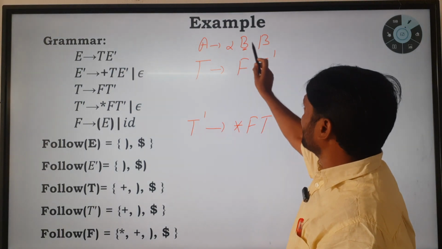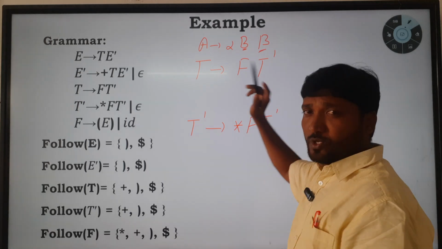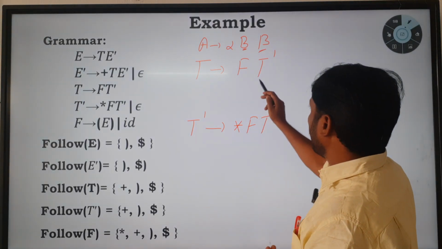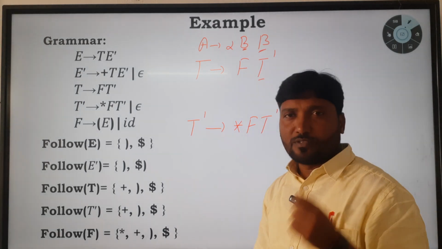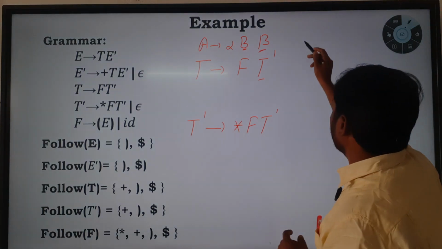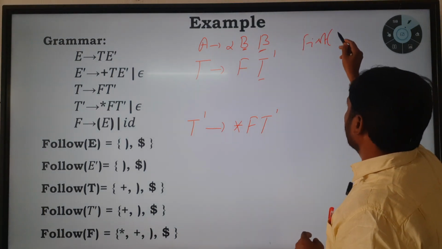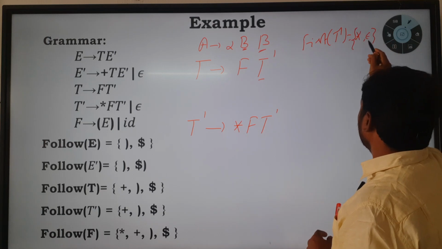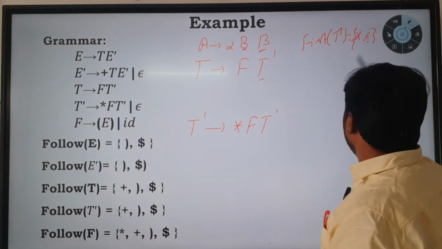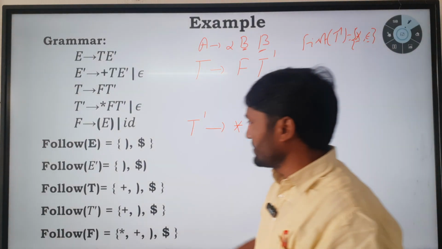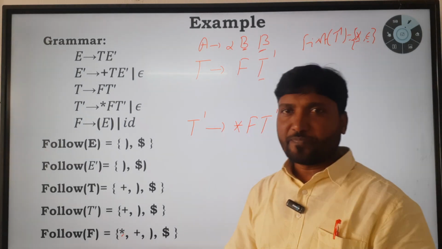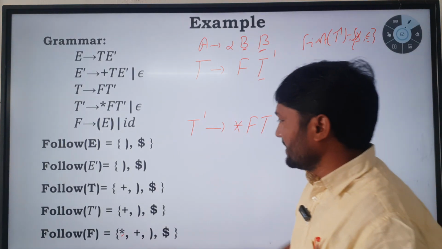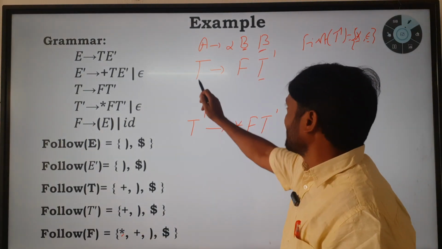Follow of B equals first of beta without epsilon. So, what is the first of T dash? Star and epsilon. So, first of T dash equals star and epsilon. Now, we cannot consider the epsilon here, we will consider only star. That is why we consider the star here. Is it right? So, follow of F equals star from this production.